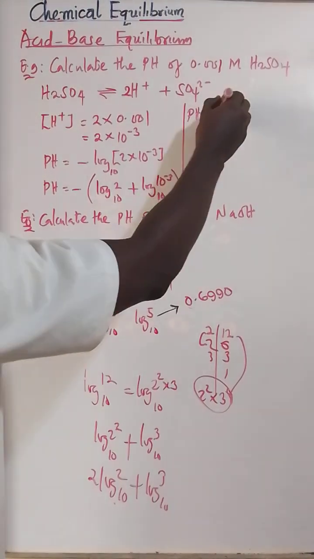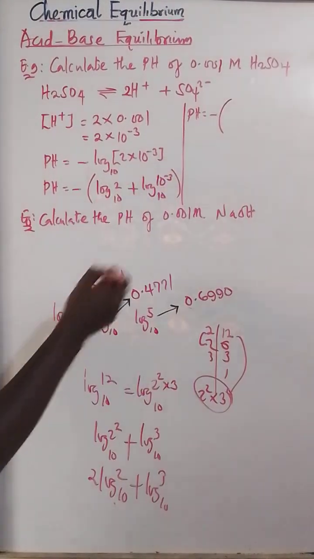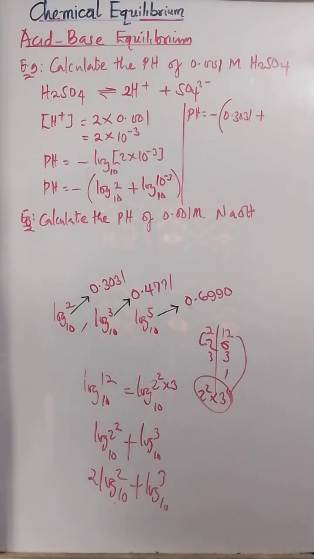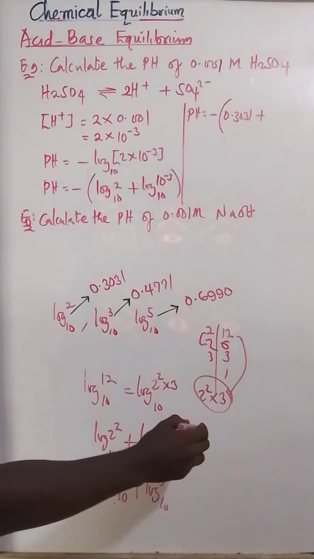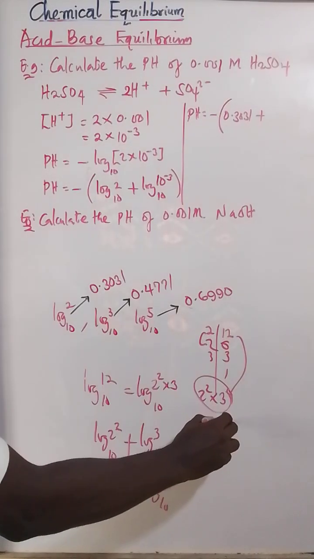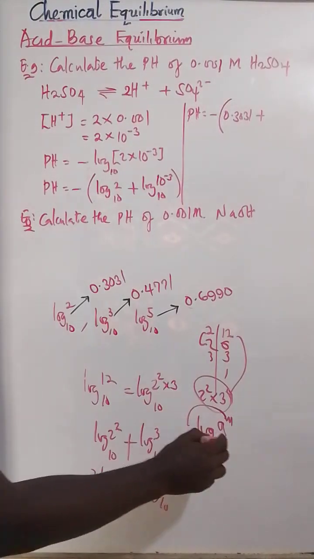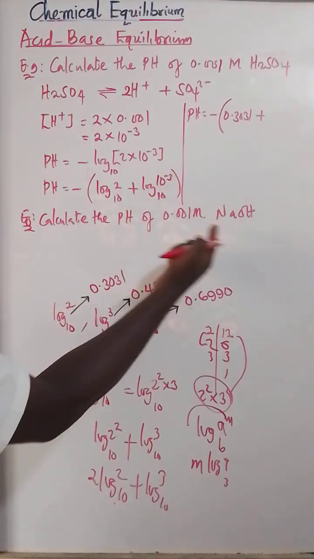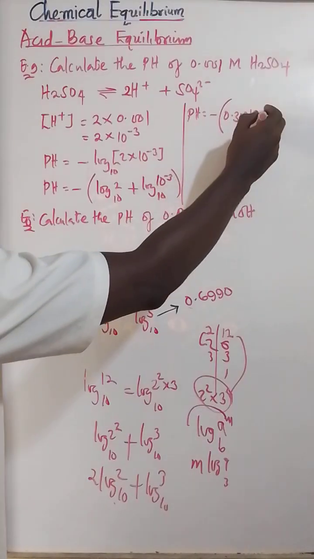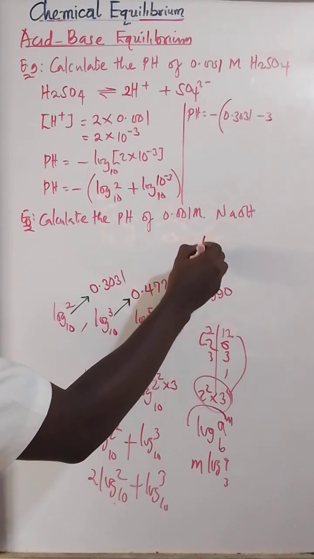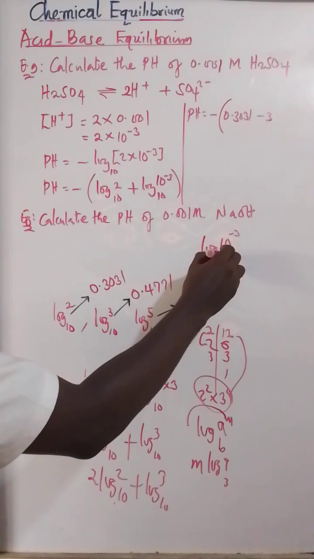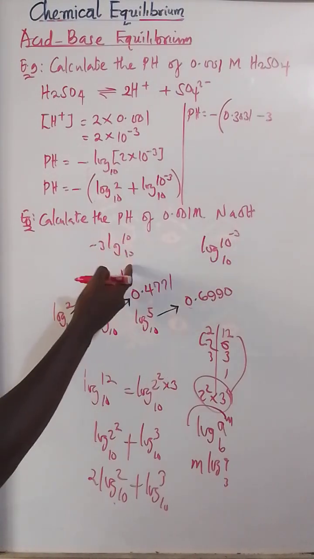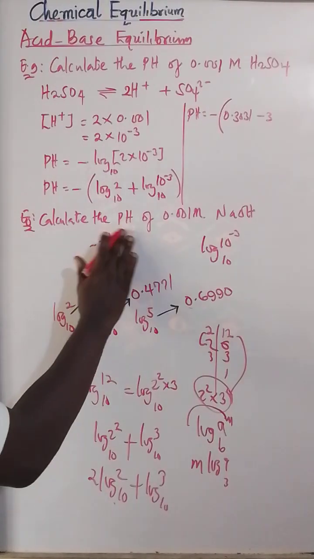So from here, log 2 base 10 is 0.3010 plus, what happens according to the law of logarithm? If I have log a raised to power m base b, this m goes to the front and becomes m times log a base b. So this minus 3 goes to the front. So log 10 raised to power minus 3 base 10 is written as minus 3 log 10 base 10. And log 10 base 10 is 1. So the answer is minus 3.